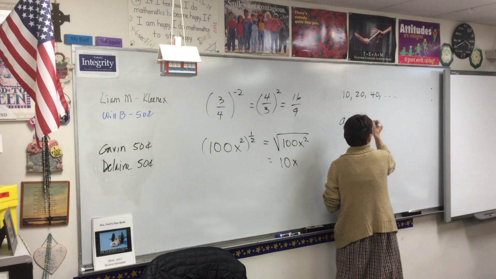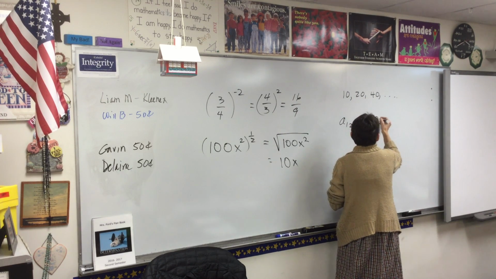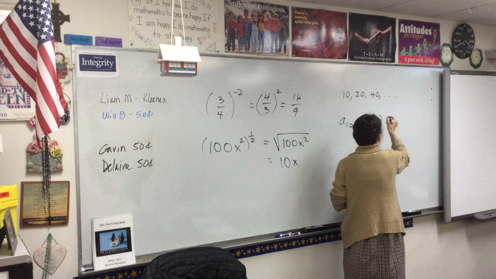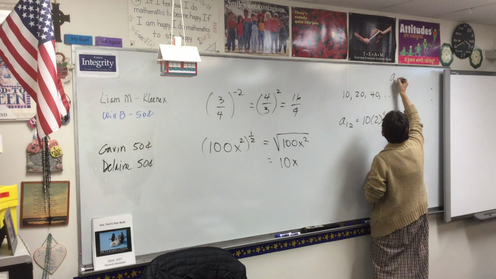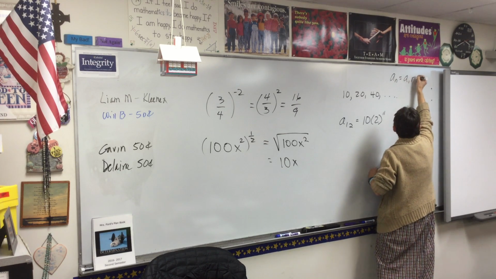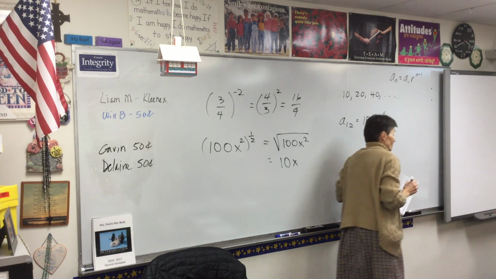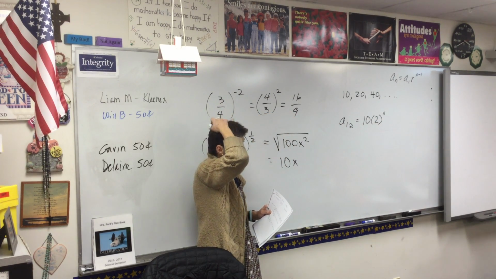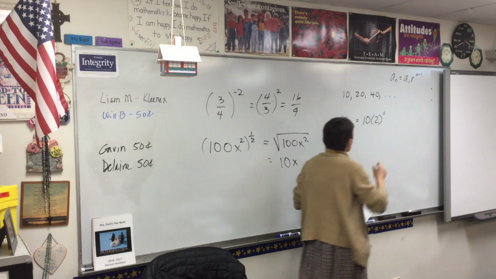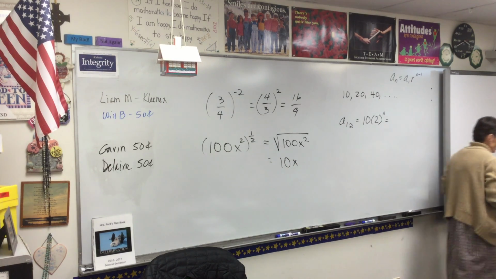We take the first term times the ratio to the 1 less. Now on your note card, if you want to write that down as a formula, it looks like this. It says the nth term is the first term times the ratio to the n minus first. So we're going to type this in on our calculators.